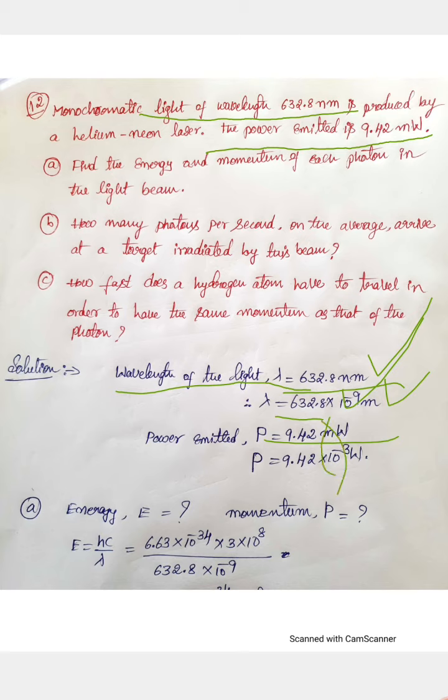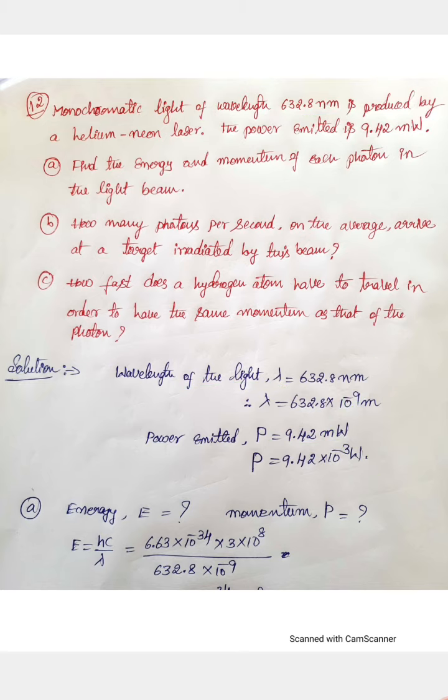Milli means what is the power? That is 10 to the power minus 3. 9.42 into 10 to the power minus 3 watt. Now A, what do we have to calculate? Find the energy. We have to calculate the energy. Energy is equal to what? Hc by lambda, where h is Planck's constant, c is the speed of the light, lambda is wavelength of the light. Substitute all these and simplify this one.